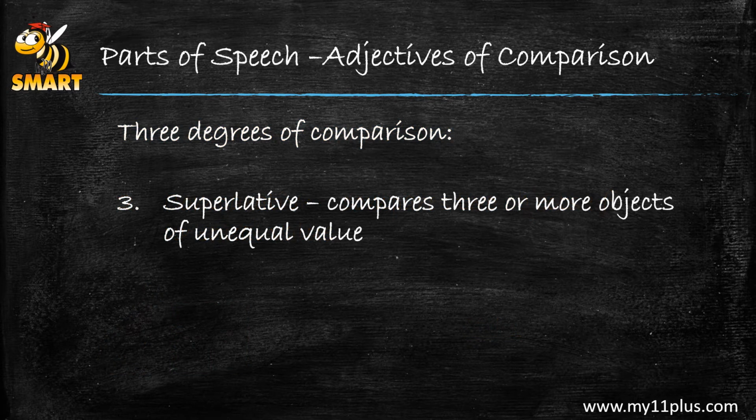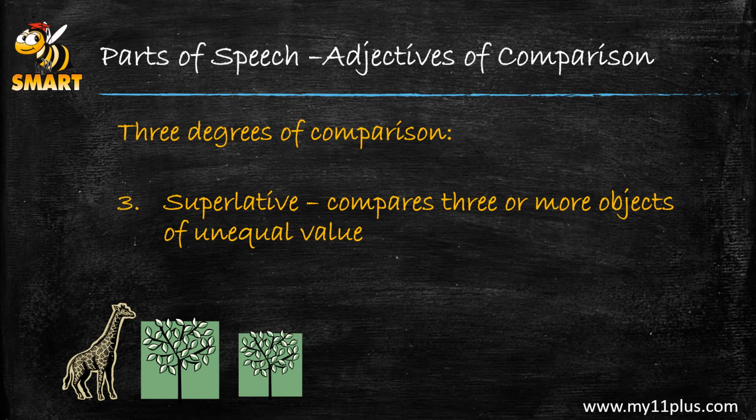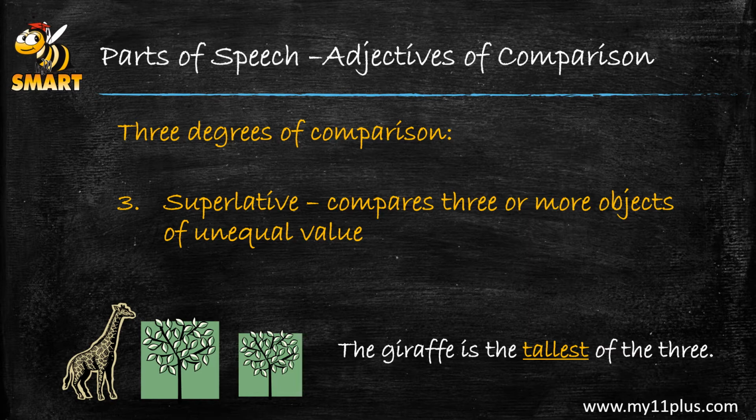And finally, we have the superlative form, and we use that superlative form when we are comparing 3 or more objects of unequal value. So let's look at another example. In this case, we have 3 objects. And here we say the giraffe is the tallest of the 3. So the superlative form of the adjective tall is tallest.